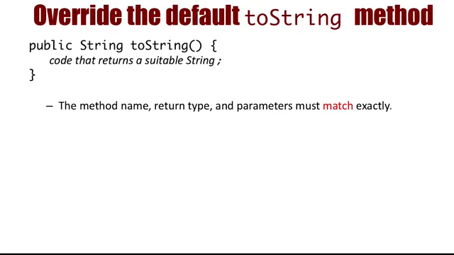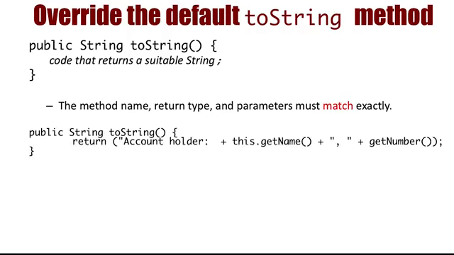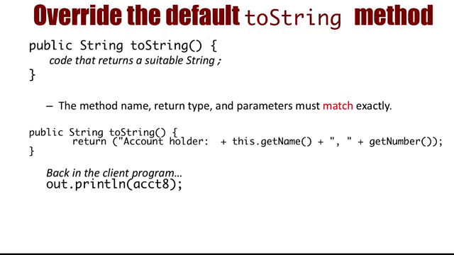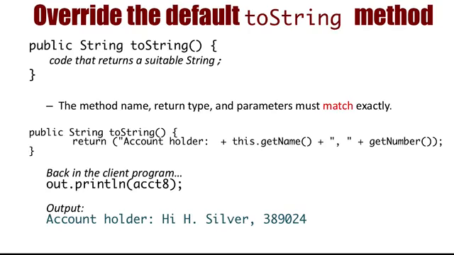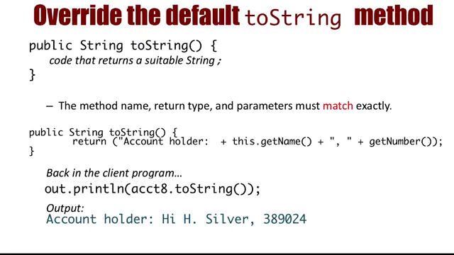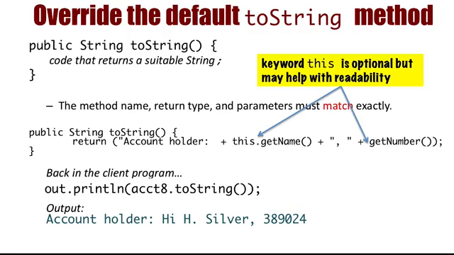To create our own definition of the method, we define it in the class file. The name, spelling, capitalization, return type, and empty parameter list must be the same in order to override this method. For our account class, we might write something like this. To use the method in the client program, just print an object like you would any primitive data type. Now the output is much better. You could also call the toString method explicitly, but that is rarely done. Also notice I've used this here with one of the instance variables to show you how this is optional, but can make your code more readable.